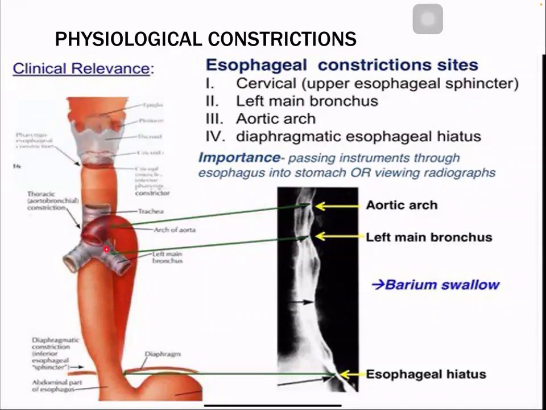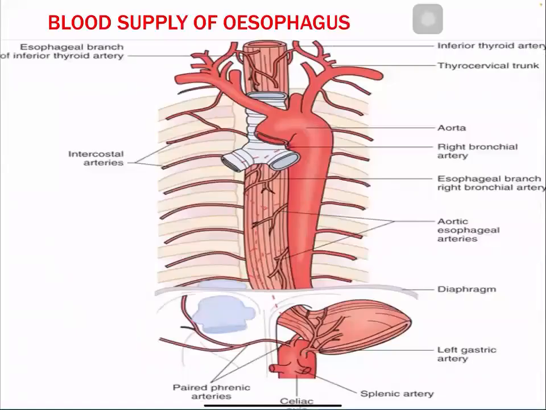The third is caused by the left main bronchus. This is the aortic arch impression here in the barium swallow, and this is the impression caused by the left main bronchus. And the final one is caused by the diaphragmatic esophageal hiatus. Here, the diaphragm will compress the lower part of the esophagus.